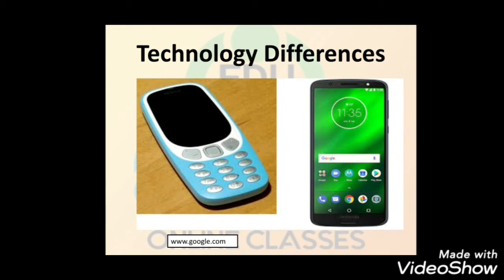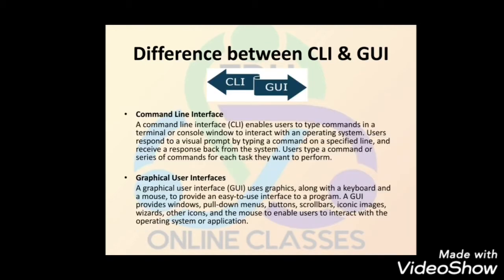Recently, few people are using them, but the smartphone provides us more convenience as compared to bar phones, like it is easy to access. So that reflection we can see in the operating system also. So start with the topic with the difference between CLI and GUI. CLI stands for Command Line Interface and GUI stands for the Graphical User Interface.